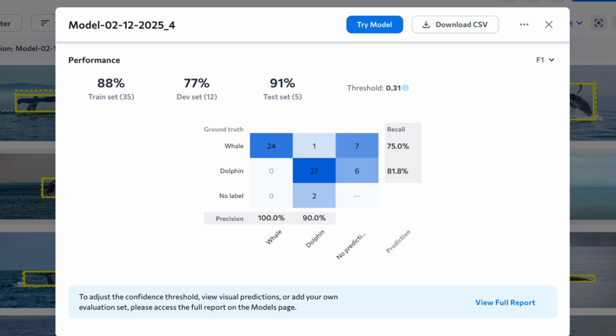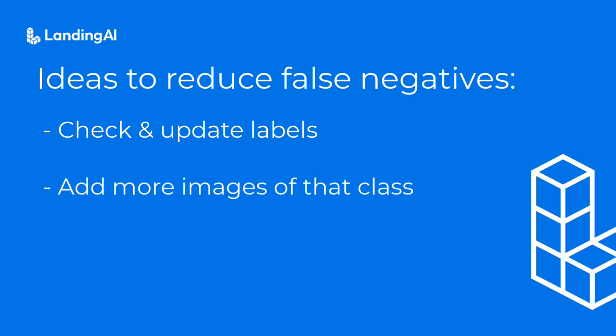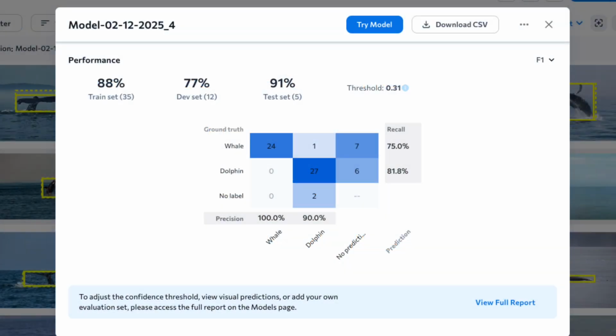For example, let's look at the predictions for whale. While the model misclassified a whale as a dolphin once, it didn't predict a whale at all 7 times. I could do a few things to fix this, including checking that all the whales are labeled correctly, adding more images of whales, and removing any images that might have noise or aren't a good representation of a real-life use case. The confusion matrix also shows you the precision and recall scores by class.